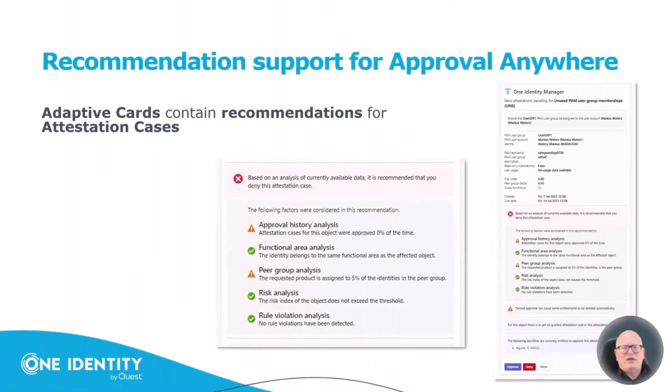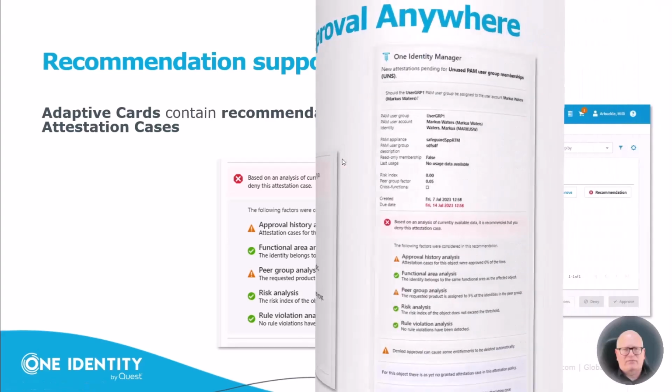We do have recommendations for attestation cases or for requests. However, since Identity Manager 9.3, these recommendations are not only to be seen in the standard web portal, now they are as well part of the adaptive cards. That means if you have an approval per Teams, so that is the support for approval anywhere, then beside the decision to make, you can as well see the recommendations.